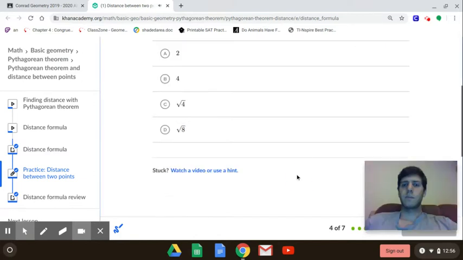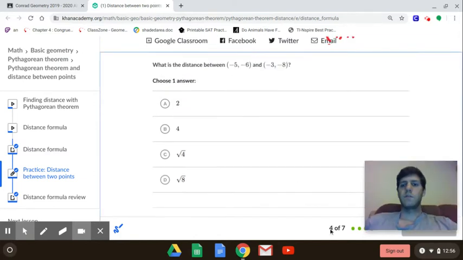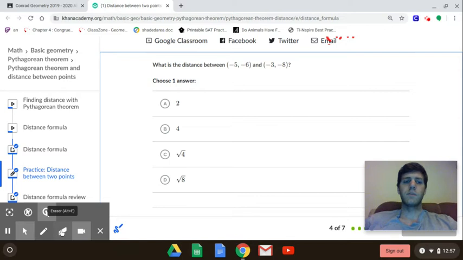Okay, let's look at the next one. This was just like the first one. So again, you can plot it out. The distance here is going to be 2. The distance here is 2, so it's really 2 squared plus 2 squared equals c squared, which is 4 plus 4, which is 8, and then you square root both sides. So this one should be D.